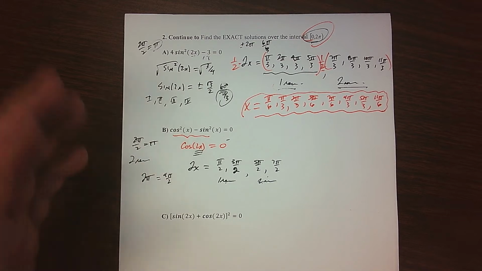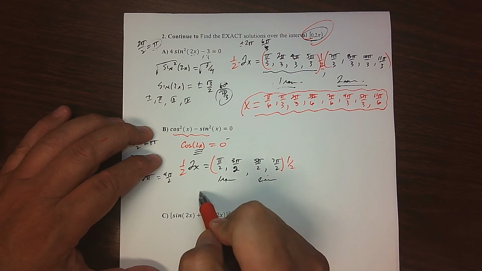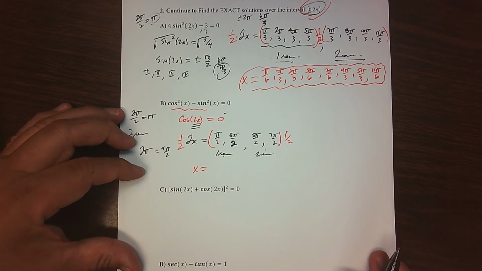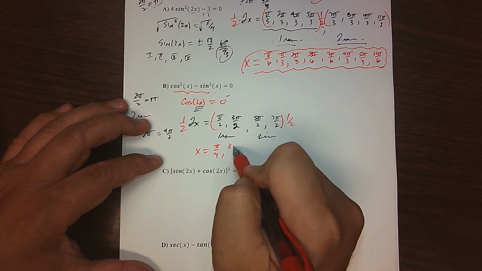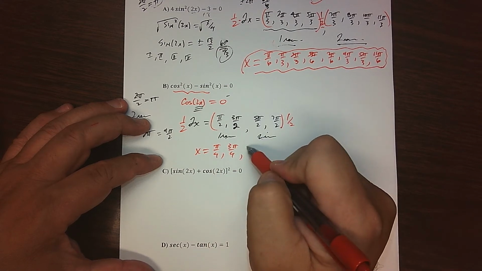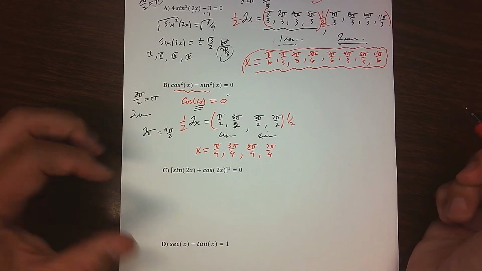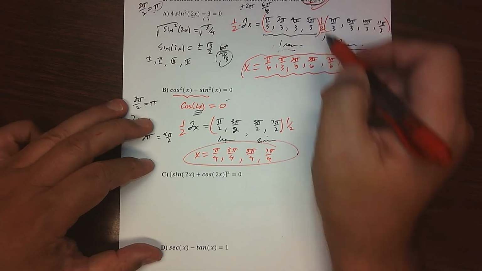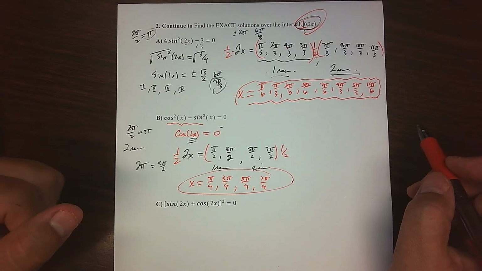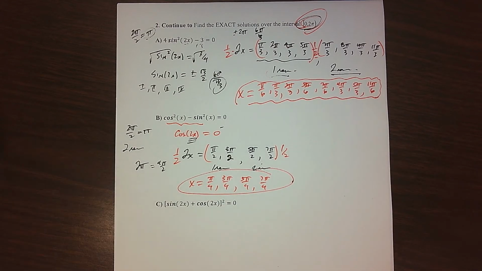Now to condense everything, I'm going to multiply everything by a half. That puts x by itself, and we end up with, it looks like, pi over 4, 3 pi over 4, 5 pi over 4, and 7 pi over 4. So basically all those angles do in fact fall within the first 0 to 2 pi rotation. So we got them all. Those are all the guys that solve that particular equation at the moment.